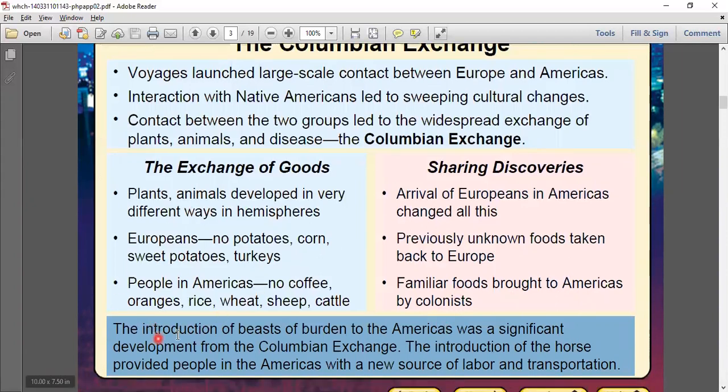We talk about the introduction of beasts of burden, which was a significant development from the Columbian exchange. We mention also that the introduction of the horse provided people in the Americas with a new source of labor and transportation. Labor means work, and transportation means moving from one place to another. So this exchange made great changes in many fields of their lives: plants, animals, and more.